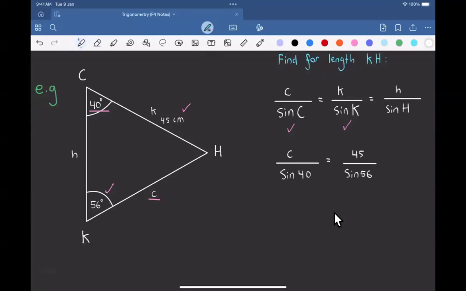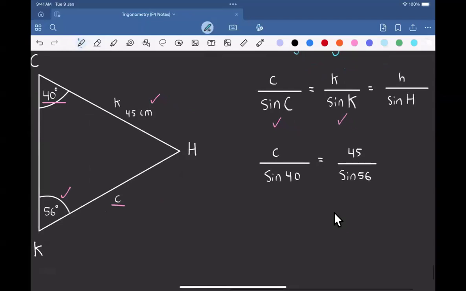Oh, okay. And now that we had two fractions, Amy, what are we going to do? Cross multiply. Okay. You can cross multiply or you can multiply by sine 40 on both sides, but I'm just standardizing it. Anytime I see two fractions, just cross multiply. So what would this be? C times sine 56 is equal to 45 times sine 40.